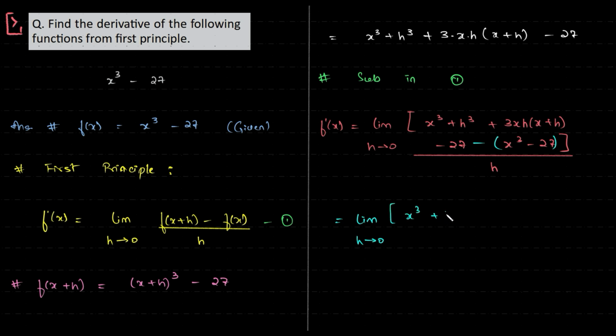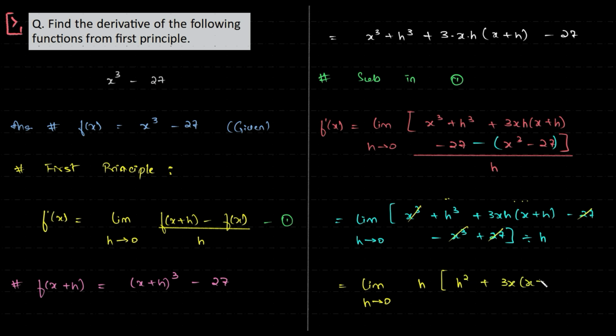So we have x cube plus h cube plus 3xh, x plus h, minus 27 minus x cube plus 27. This entire expression divided by h. So can we cancel a few things? Yeah, we have this and this getting cancelled, and between the second and the third term we have h that is common. So limit h tends towards 0, h times of h square and 3x, x plus h, and everything is going to get divided by h.